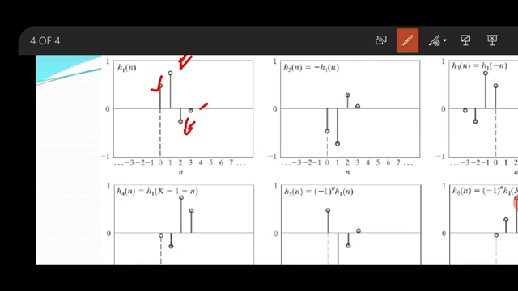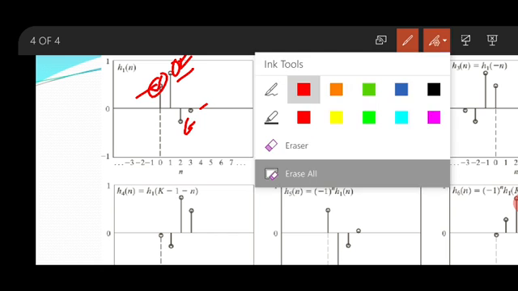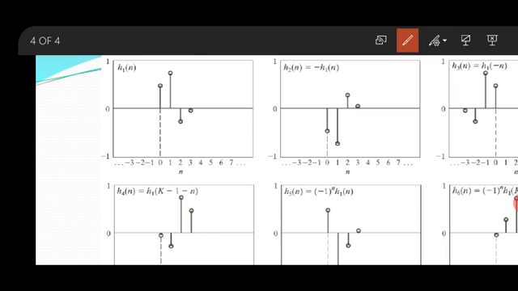In the second diagram, minus h1 of n means all the positive samples become negative and the negative samples become positive. This is just applying a negation, a minus to each sample. If I apply a minus here, all positive samples become negative, and all negative samples become positive at the same time period. Hope you understood this one, in this diagram.